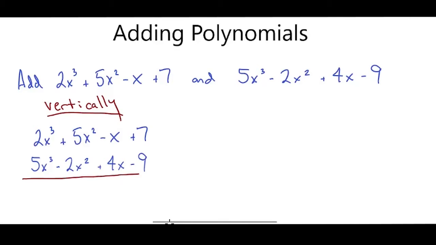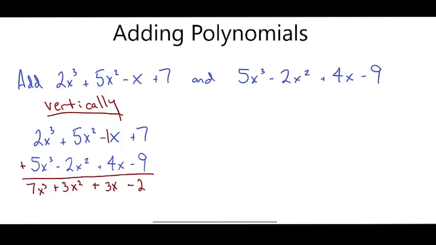So what you'll do, when you add them, you start on the right. And I have 7 minus 9. Well, that's negative 2. Now I have negative x plus 4x. Remember, negative x is negative 1x. So negative 1x plus 4x is 3x. So it's positive. So we'll put a plus in front of it. Now I have 5x squared minus 2x squared. Well, that's positive 3x squared. And I have 2x to the third plus 5x to the third, and that's 7x to the third.